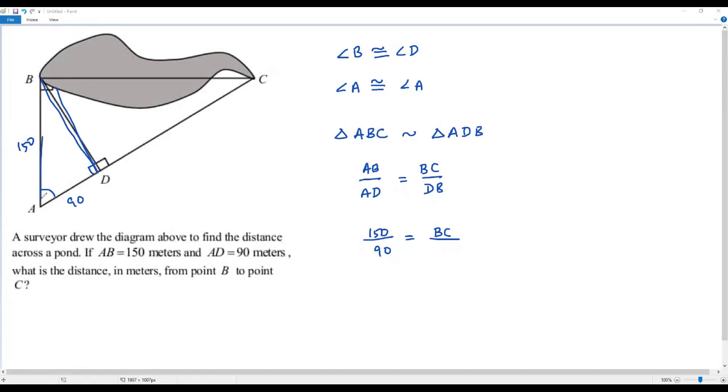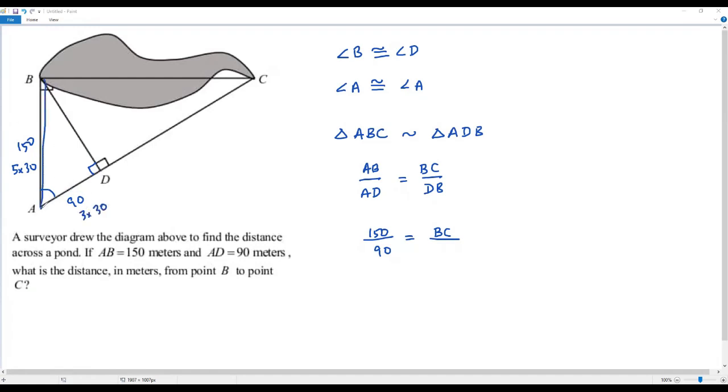In this smaller right triangle ABD, we can get the length of this line segment DB using the Pythagorean theorem. But even without using the Pythagorean theorem, we will be able to get the length of this line segment DB over here. Now, let's consider the hypotenuse AB in this right triangle. It's a multiple of 5, so we can write this 150 as 5 times 30. And let's consider the length of this leg AD. It's a multiple of 3. So we can write this as 3 times 30.